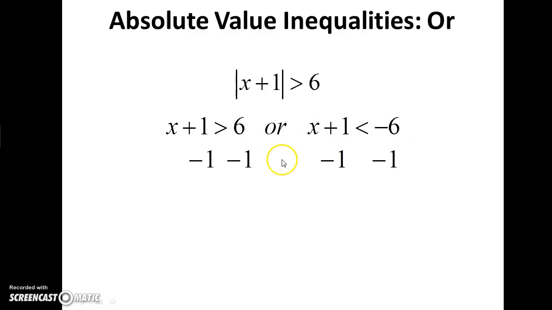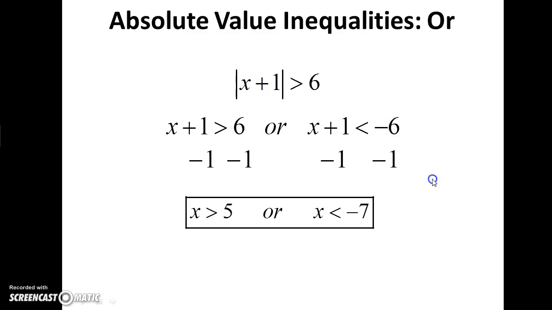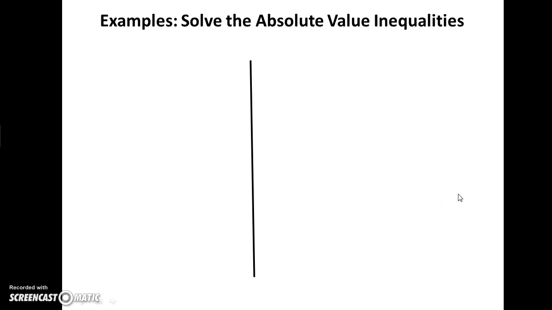From here, we now solve each individually. There is only one step. We subtract 1 from all sides. Our answer then becomes x is greater than 5 or x is less than negative 7. You want to make sure at the end you put that or word back in there because there are two options, here or here. Now, I'd like you to try 2 on your own.